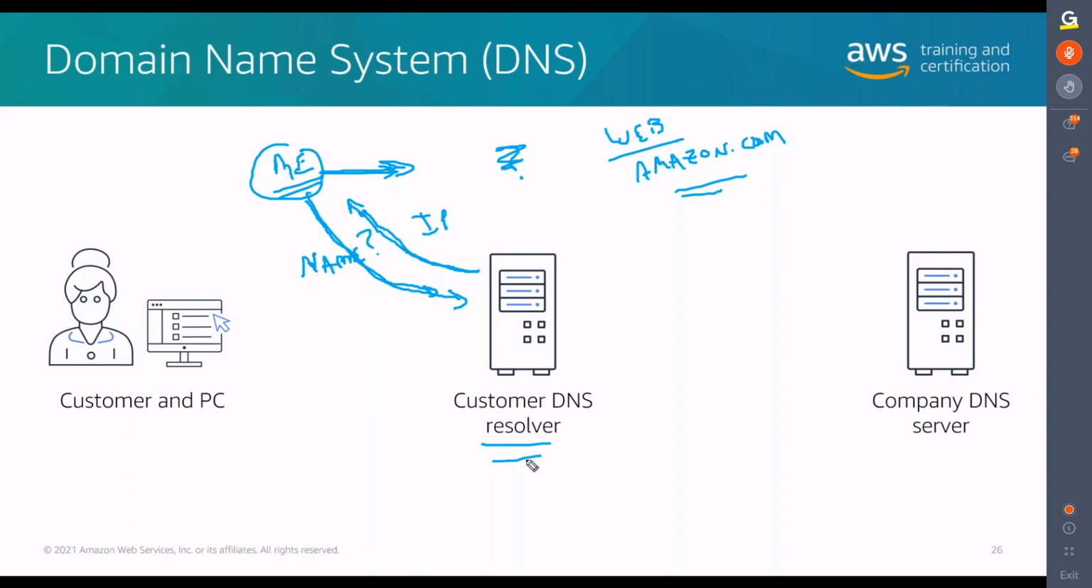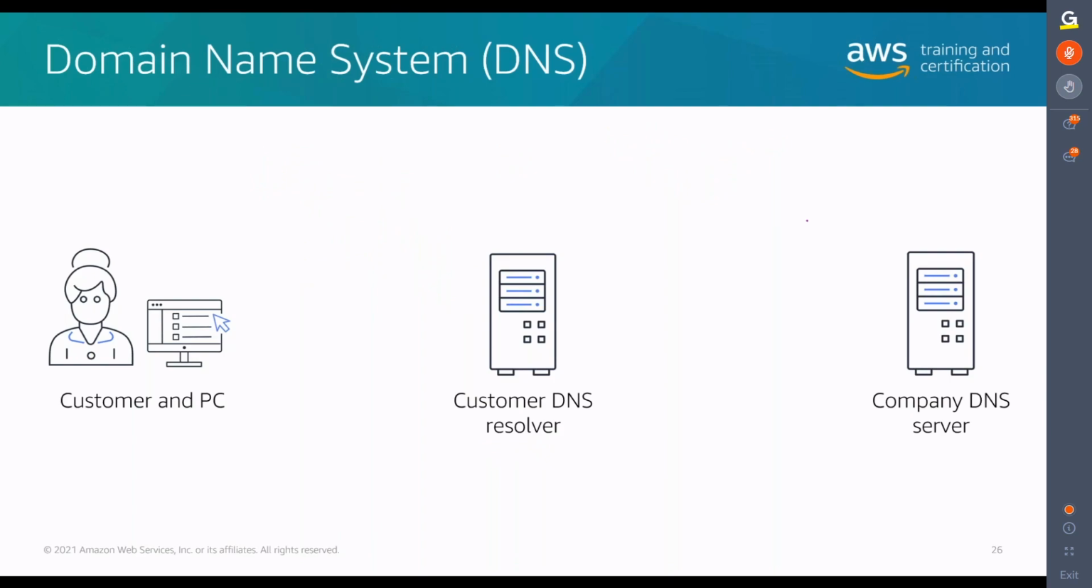Every time you try to connect to a website, you type in the name, and DNS resolves that name to an IP address for you. You can think of DNS like a giant phone book, but instead of names and phone numbers, it has names and IP addresses.